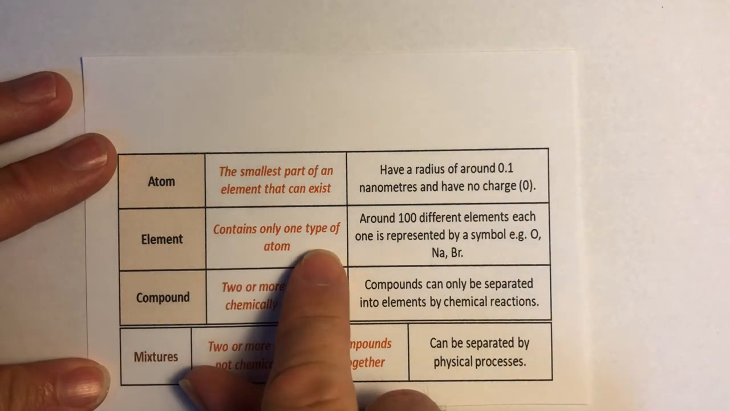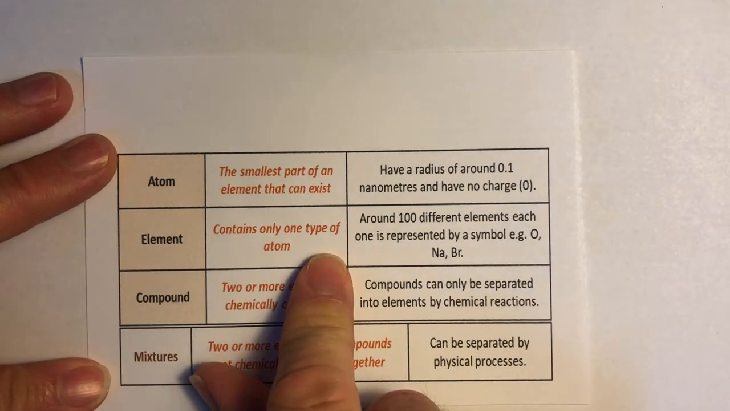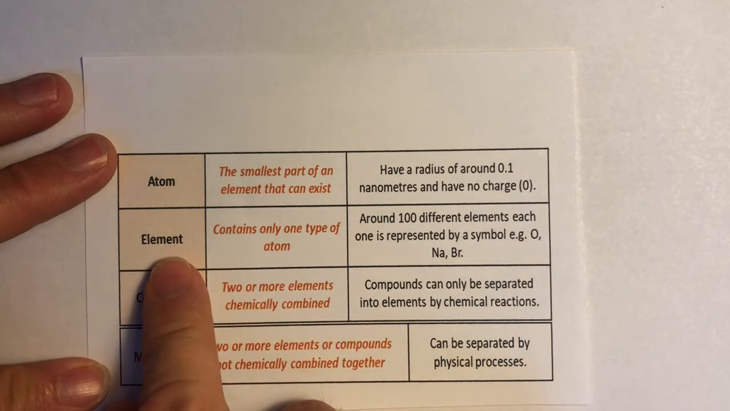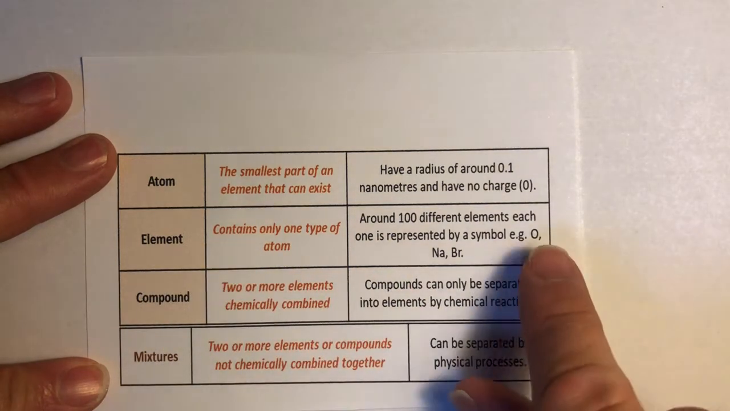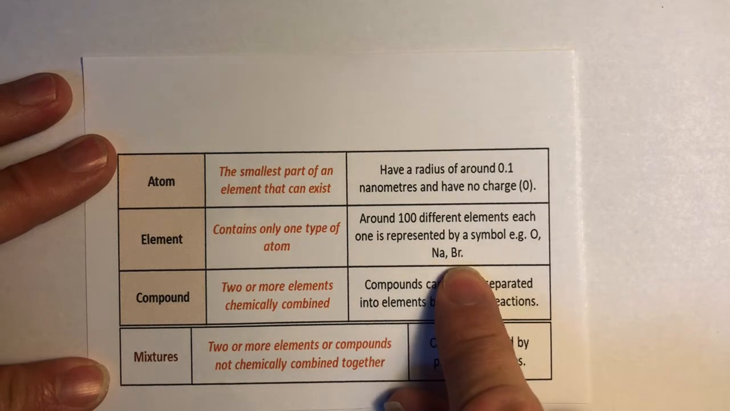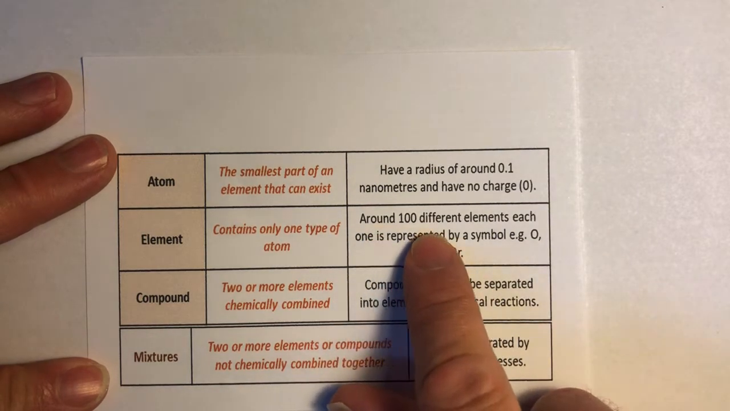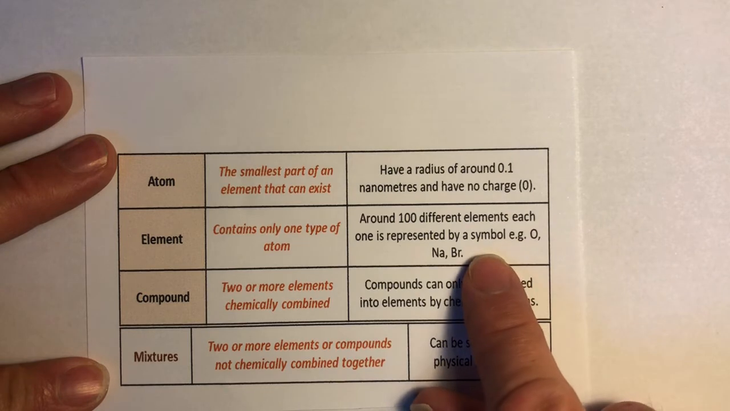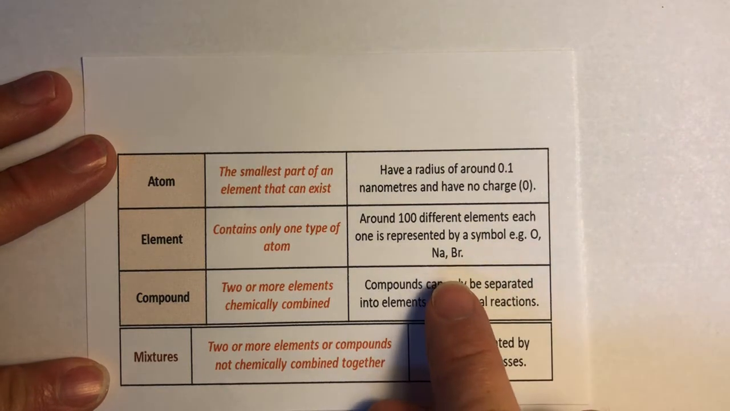An element contains only one type of atom. So if you've got lithium, that is an element. Sodium, that is an element. Oxygen, that is an element. Bromine, that is an element. And there's around 100 different elements, each one represented by a different symbol. Another key to this is that sodium is Na.